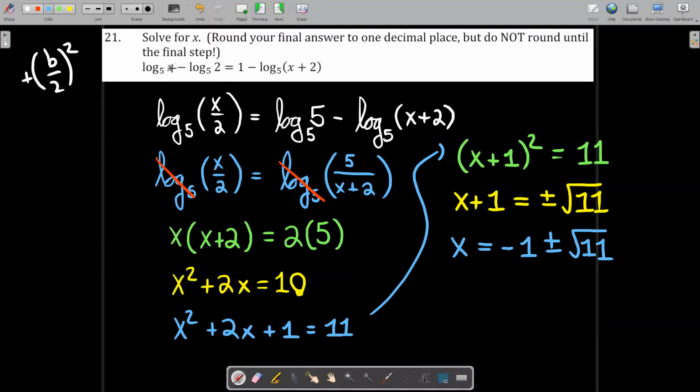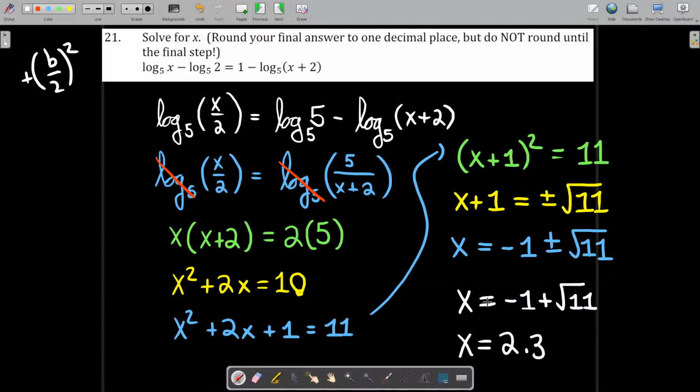Logarithms must have positive arguments. This x means that my answer has to be positive. So if this was negative 1 minus the square root of 11, it wouldn't be a positive answer. So I only have one answer, and it's going to be x equals negative 1 plus the square root of 11. And then I could just plug that into my calculator and round it to the nearest tenth place, which comes out to be about 2.3.